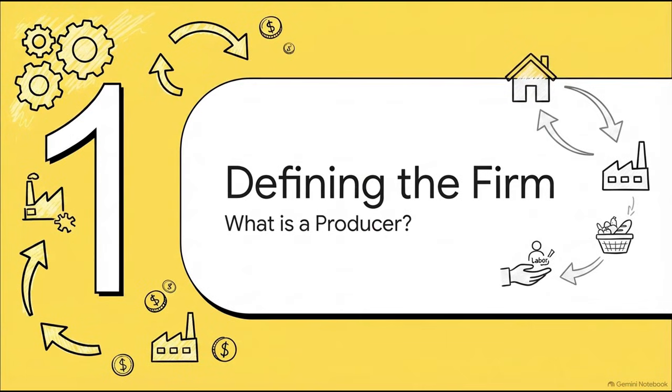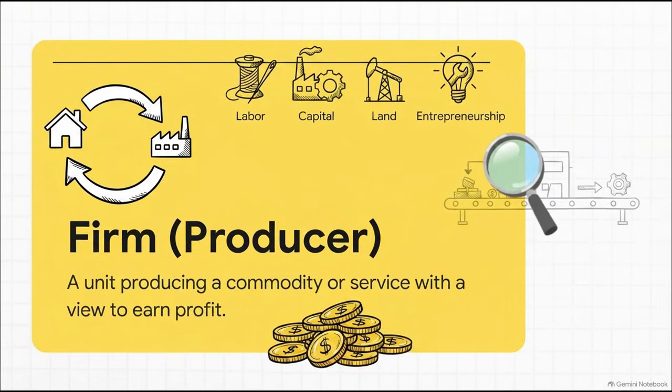All right, Section 1, defining the firm. Let's start with the foundational building block of our entire economic ecosystem. Now, we often hear the word business thrown around pretty casually, right? But in economics, a firm is a highly specific unit. By definition, a firm, or a producer, is a particular unit producing a commodity or service with a view to earn profit by combining factors of production. It's essentially an entity totally focused on the activity of creating value. Think of it as the ultimate organizer in our economy.